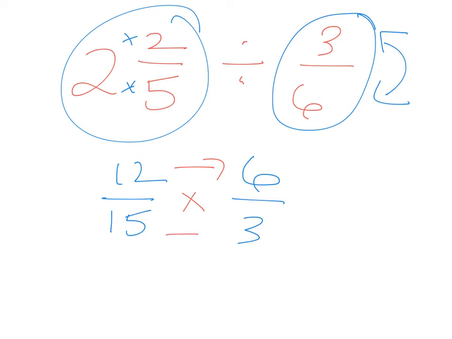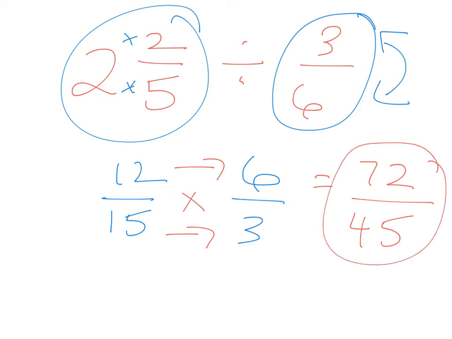And so we go 12 times 6 is 72. And 5 times 3 would be 15, so 72 over 15. And this is an instance where we do have an improper fraction. Okay, so we can reduce this first, and then change it back into a mixed number, or we could just change it into a mixed number now. So how many times does 45 go into 72? It goes in once.